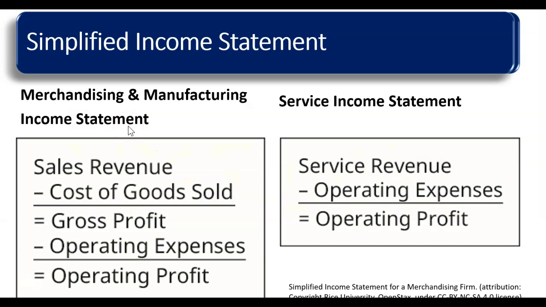So if we look at a simplified income statement for a merchandising or manufacturing company, it looks like this. We've got our sales revenue, so whatever we're selling, minus our cost of goods sold, so the cost of making whatever product we're selling, and that's our gross profit. So that's important to remember. Your gross profit is your sales revenue minus the actual direct labor, direct materials, manufacturing overhead, those direct costs to actually make it. And then after you subtract out your operating expenses, you're left with your operating profit.